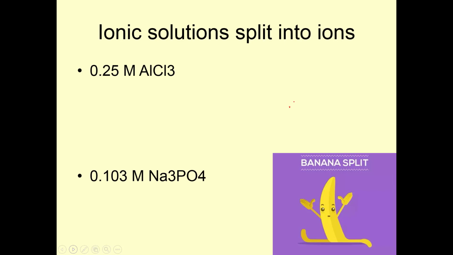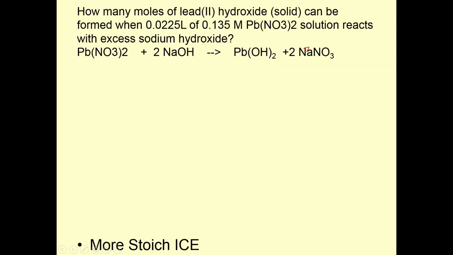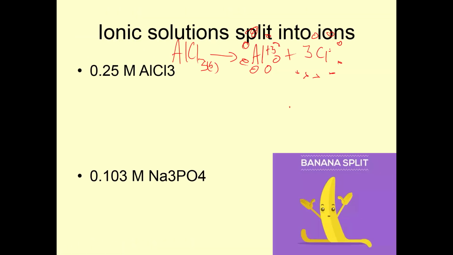Ionic solutions split into ions. So what happens is these things dissolve. So AlCl3 starts out as a solid, and then it splits apart into Al plus 3, surrounded by water, plus Cl negative, surrounded by water. But if you notice, I have 3 chlorines, so I have 3 of them over here. And notice they have charges. So you'll get 1 aluminum, coefficient of 1, and 3 chlorines, coefficient of 3.